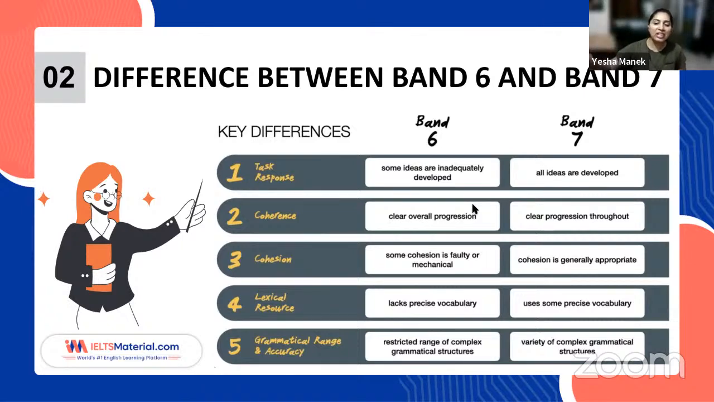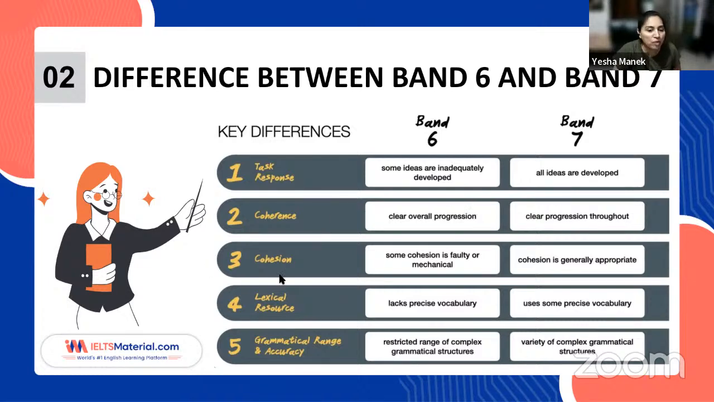But when I talk about clear progression throughout, it means the topic sentence is given, and the supporting detail in context of the topic sentence or main idea is given. There is a justification which clearly says that this is the example which justifies the main idea, and you also conclude it. In this manner, it is called coherence, where everything is properly explained in a body paragraph.